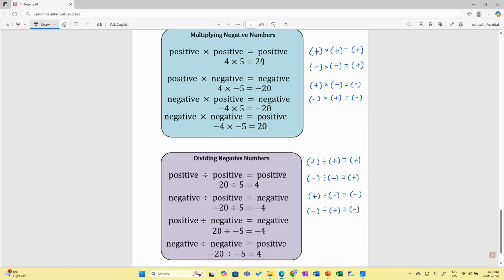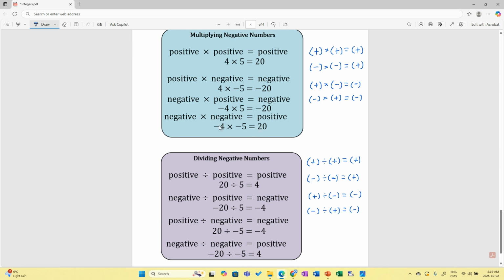4 times 5 is 20, two positive numbers. 4 times negative 5, so a positive times a negative gets you a negative, negative 20. Negative 4 times 5, a negative times a positive gets you a negative. And then negative 4 times negative 5, two negatives multiplied together get you a positive.